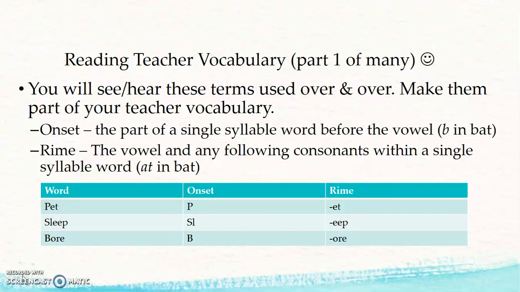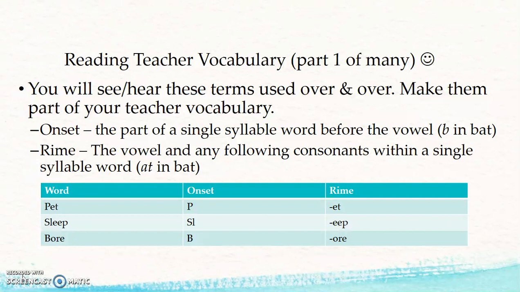Onset and rime. When we're talking about single syllable words, we can still divide those single syllable words up into parts. The onset is the part of a single syllable word before the vowel. So for example, in the word bat, the letter B is the onset. The rime, R-I-M-E, is the vowel and any following consonants within that single syllable word. So in the word bat, the letters A-T are the rime, at.